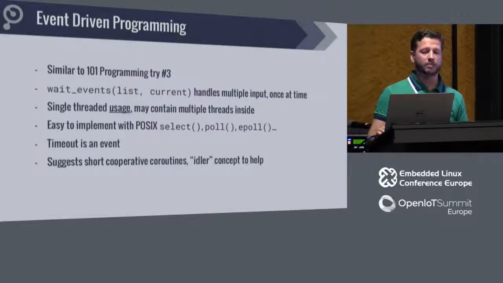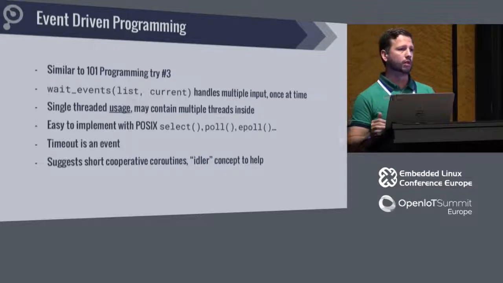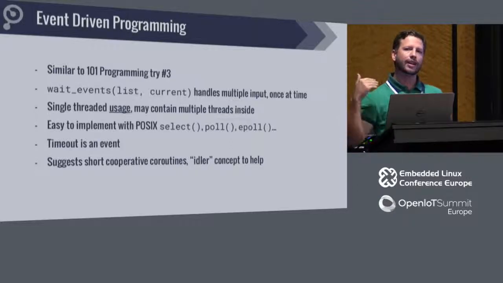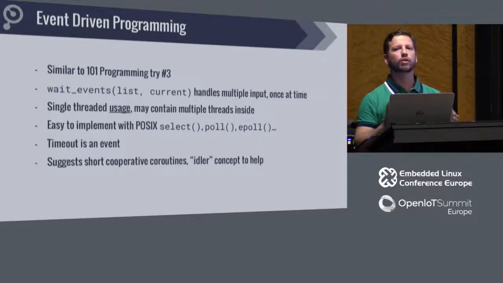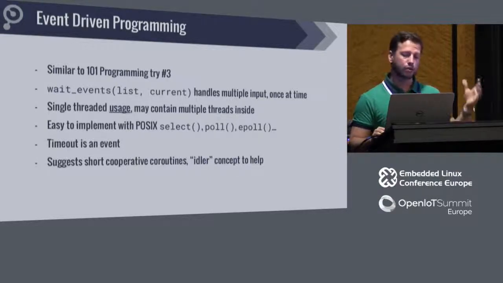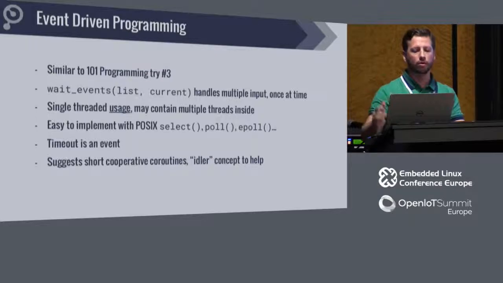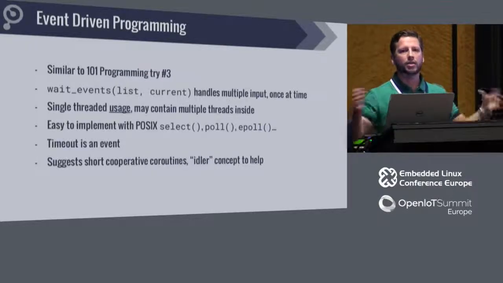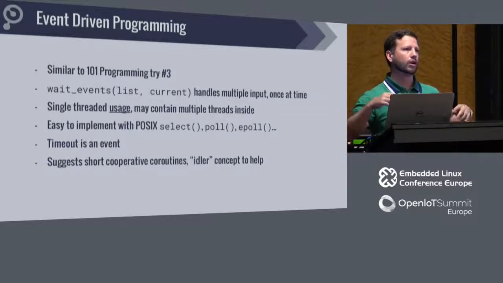The wait event may handle multiple inputs by using a thread or different primitives from the OS. But from the outside perspective, from the user, you are looking at it as a simple, single-threaded application. It's very easy to implement with select, poll, epoll. Timeout is also an event, so it's very easy to match and add more events, like network threads.